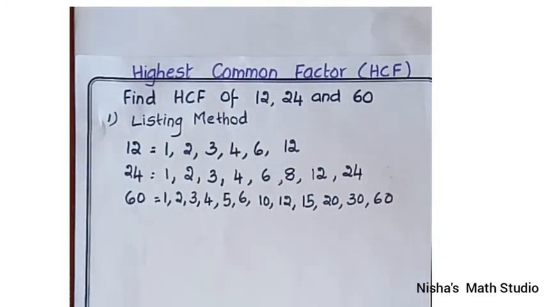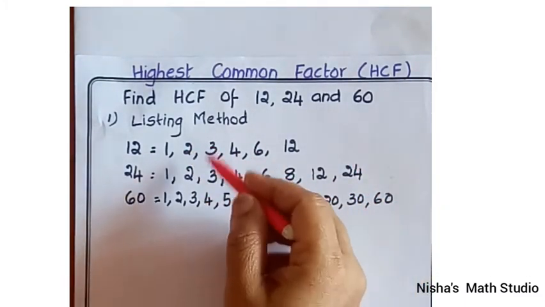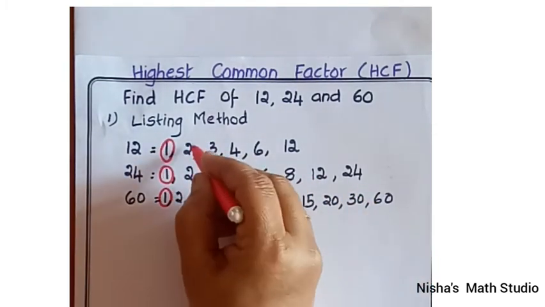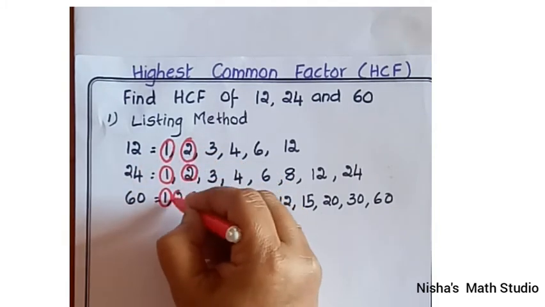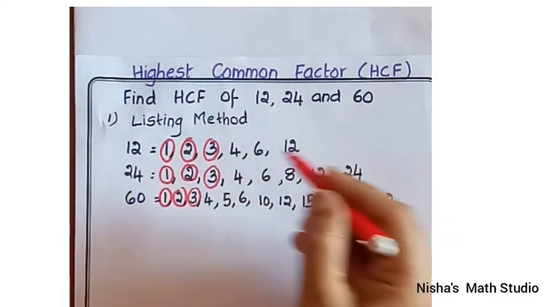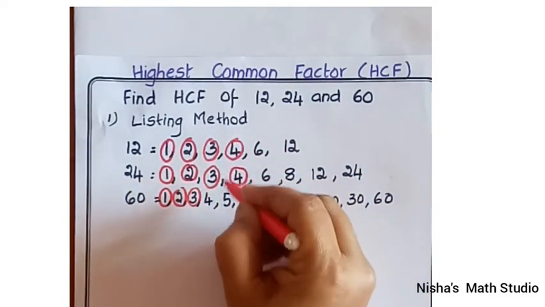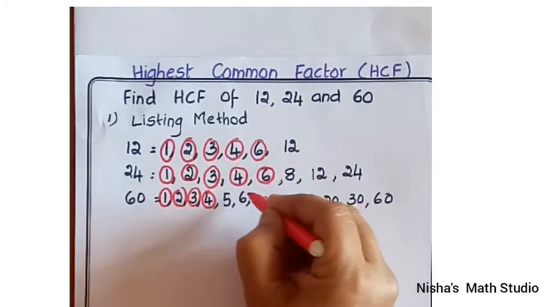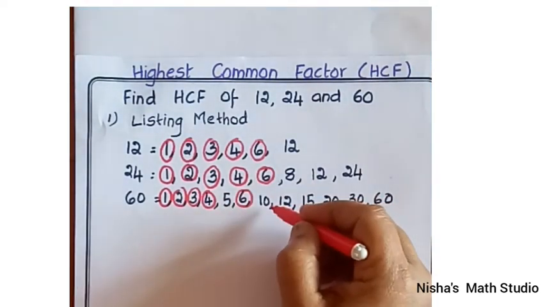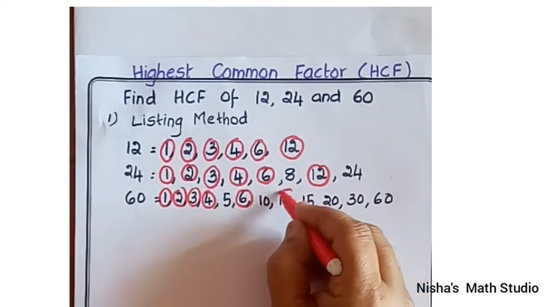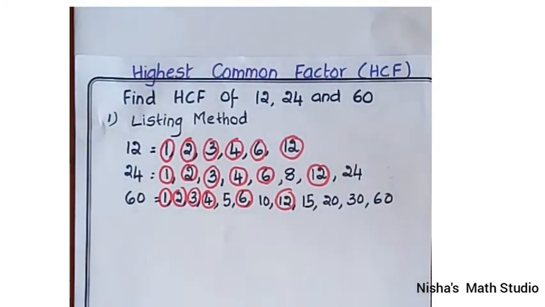Now, as the next step, let me circle all the common factors. Common factor is nothing but which are present in all the three. So 1 is there in all the three. 1 is the common factor. 2 is also the common factor. What about 3? Yes, 3 is also present in all. 4? Yes, 4 is also present in all the 3. 5 is not there. 6 you have in all the 3. 8 no. Next one I think is 12, isn't it? 12 is present in all the 3. So these are the common factors.